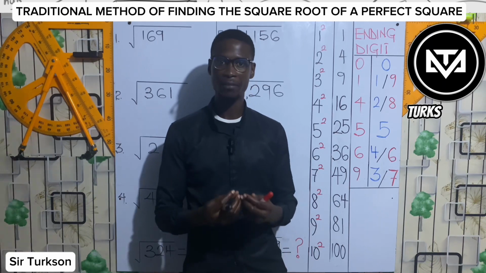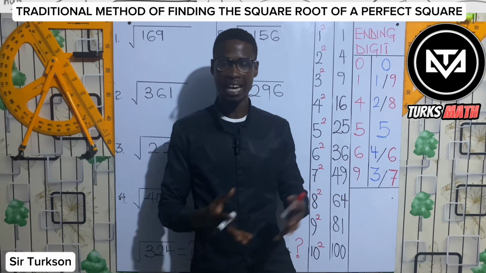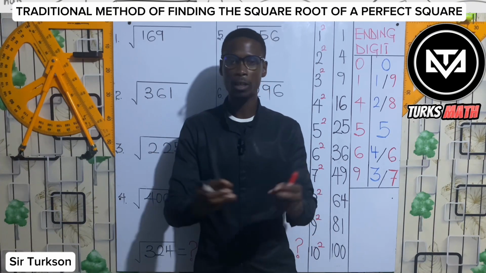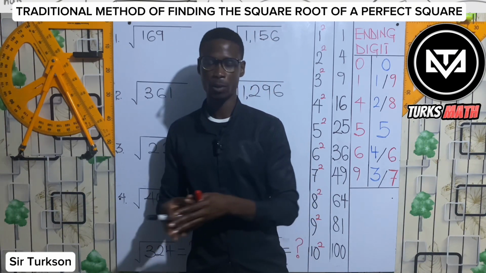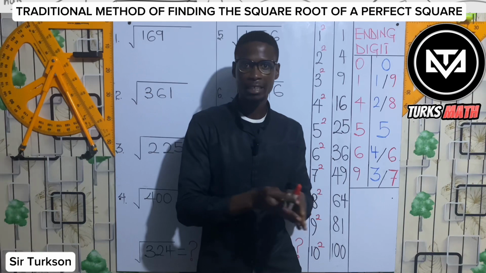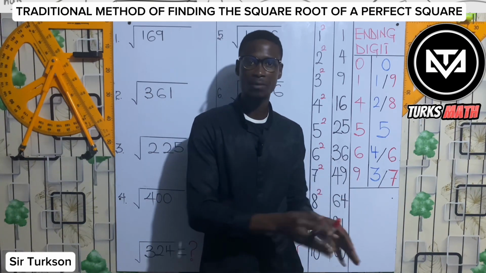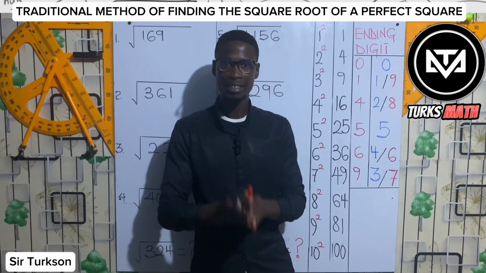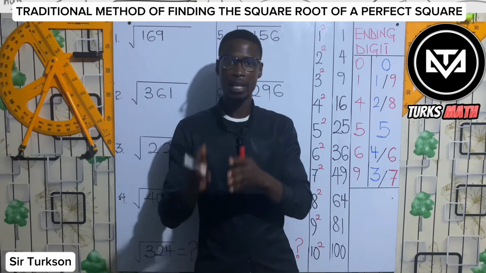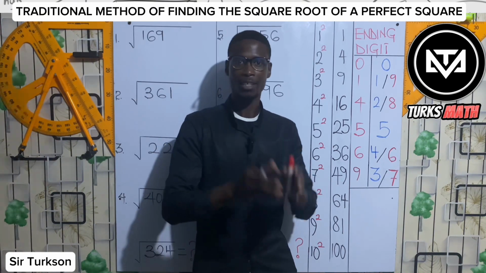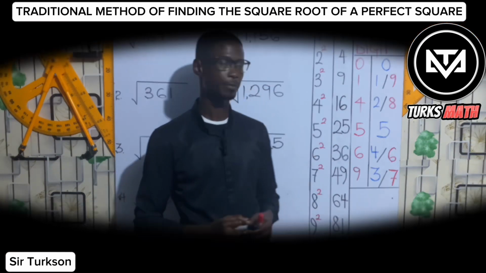Now, a perfect square is a number that can be expressed as a product of two equal integers. 9 is an example of a perfect square because 3 times 3 will give us 9. 2 times 2 will give us 4. 1 times 1 will give us 1. So that's why we are going to have 1 square, 2 square, 3 square. So let's get to our board and look at more examples of perfect squares.